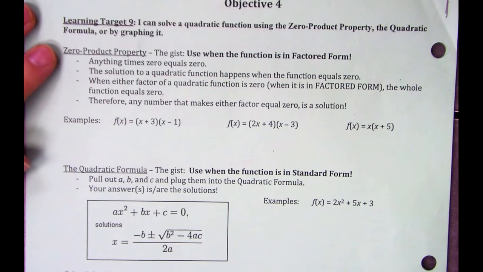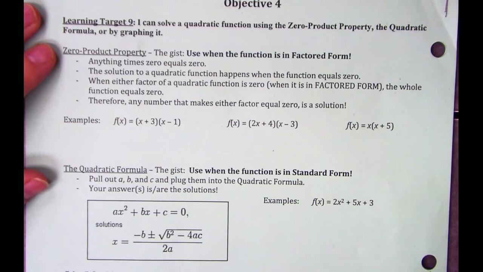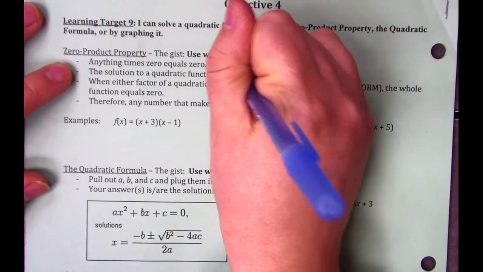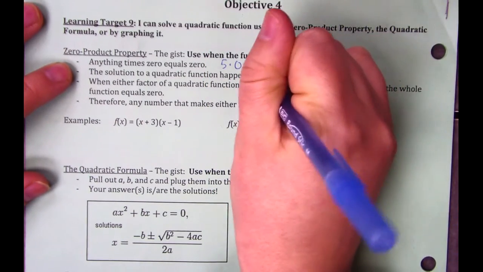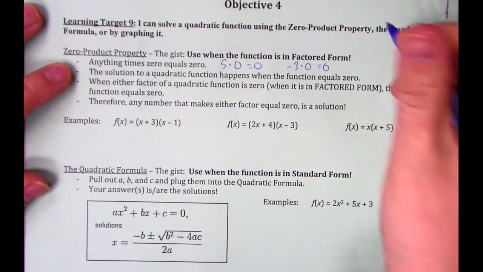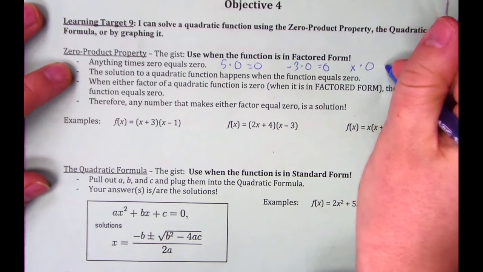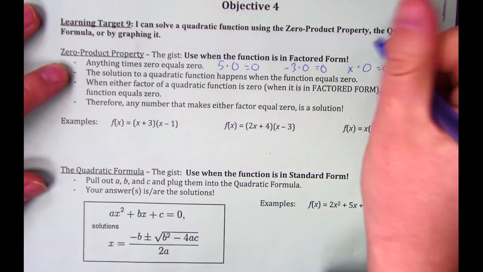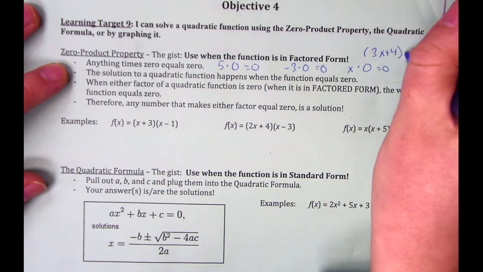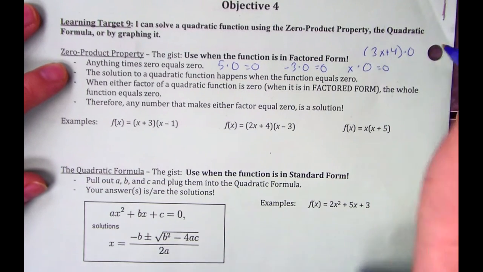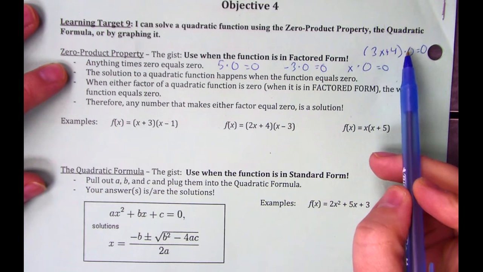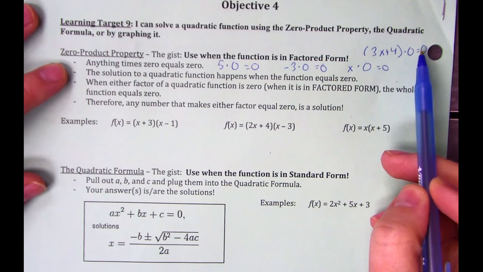The thing to remember about the zero product property is that anything times 0 equals 0. For example, 5 times 0 equals 0. Negative 3 times 0 equals 0. X times 0 equals 0. Or we could say, let's do 3x plus 4. If you times that by 0, it equals 0. Anything times 0 is going to equal 0.